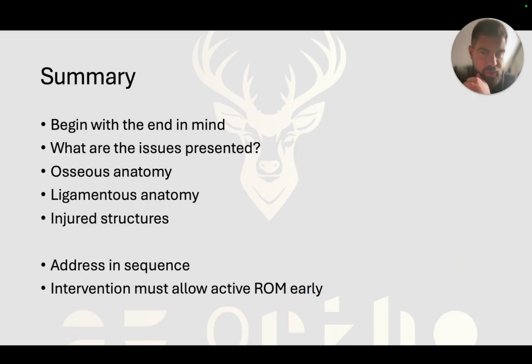The summary of all of this then will be begin with the end in mind. What are the issues that you've been presented with and how are you dealing with them? Understanding your osseous anatomy, understanding your ligamentous anatomy, understanding which structures are injured and which are not, and addressing them in the appropriate sequence, and then that the interventions you are putting forward and that you are performing must allow active range of movement early. It's not just active range of movement, but it's early active range of movement because you want to get them supple, you do not want them stiff, and you want to get them back to normal as quickly as possible.